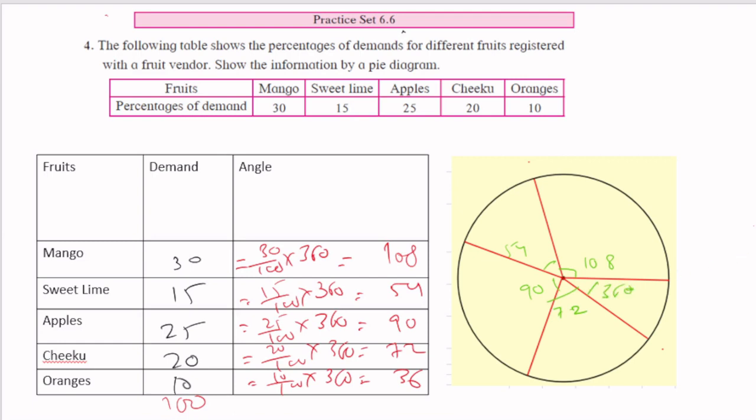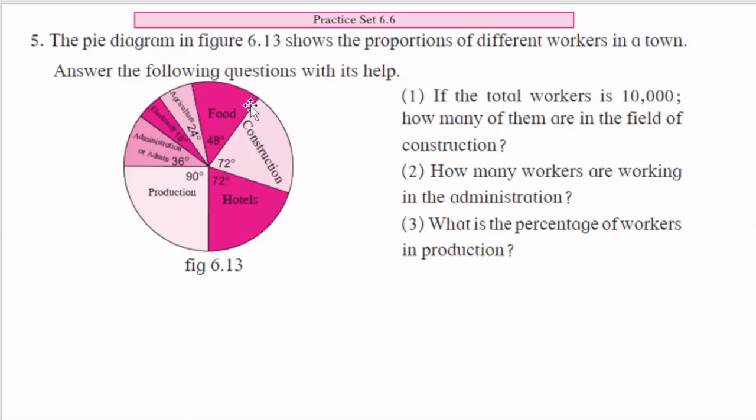So this is the pie diagram and we found the percentage of demand, and we can see the moment we look into it, 10 is the highest percentage and 36 is the lowest one. Okay, perfect. It's very easy. Now move to the next question, question number 5 of this particular practice set. Here you don't have to draw, you have to read and find the answer. Okay, let's read the question.